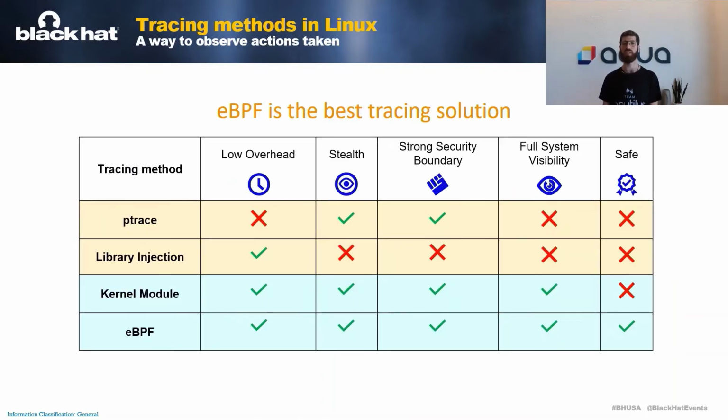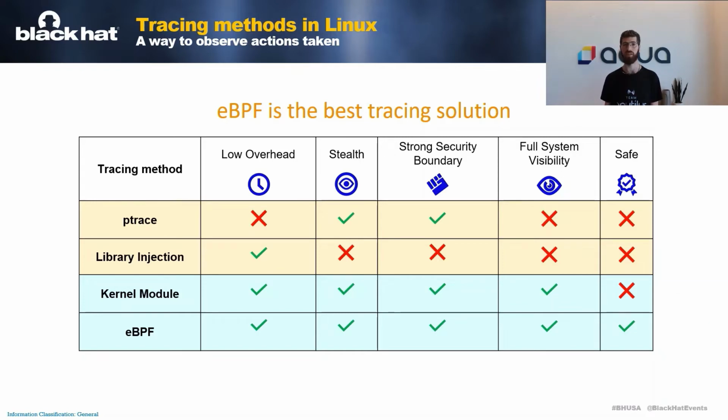In front of you is a table of the tracing methods available in Linux operating systems. The first two, ptrace and library injection, are user space tracing methods. As you can see, they don't quite fit our needs because they lack some of the features that we want. Either they are not as efficient or they don't have a strong security boundary. In any case, neither can access the kernel, so they can't provide us with full system visibility. Kernel modules, on the other hand, were the go-to solution for tracing for many years, but as you can see, they're not quite safe. An error or a bug in a kernel module can lead to a system crash or even a vulnerability to be exploited by the attacker later.